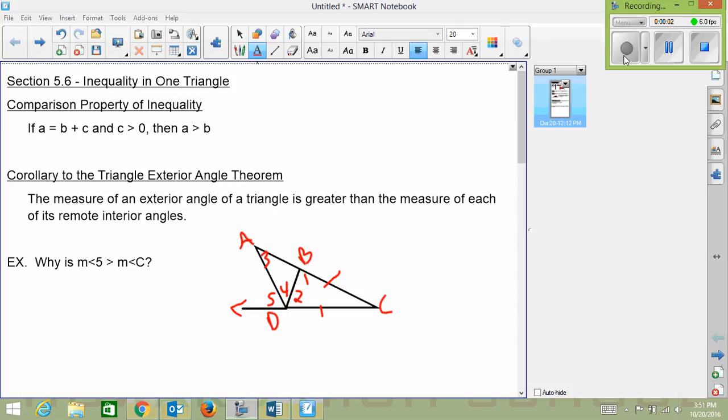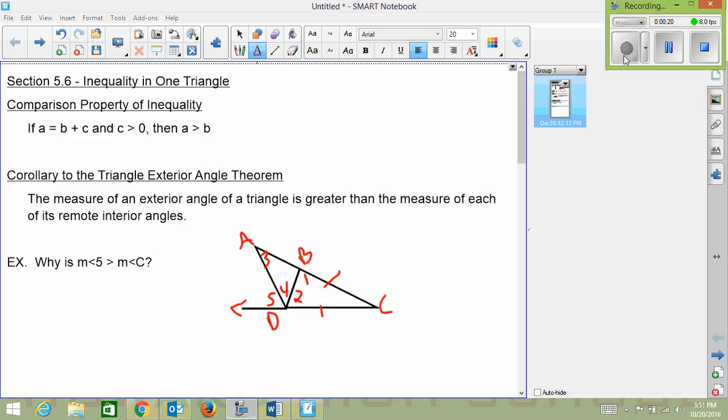Hello and welcome to section 5.6, which is on inequalities in one triangle. We have the comparison property of equality, which states that if A equals B plus C and C is greater than 0, then A is greater than B.